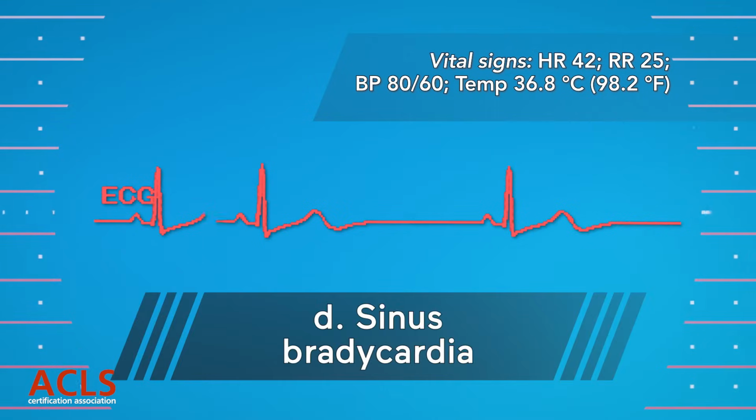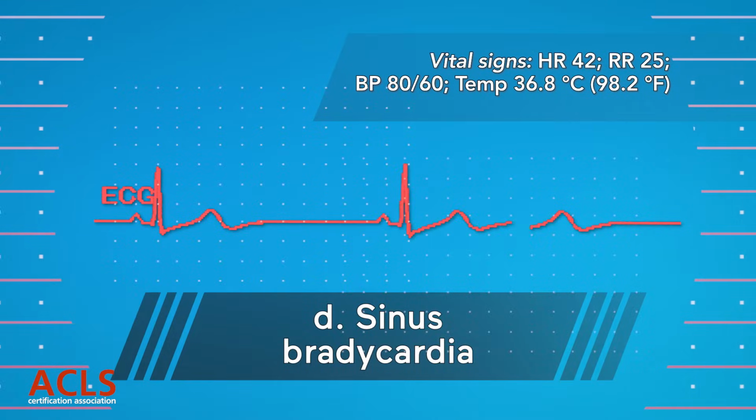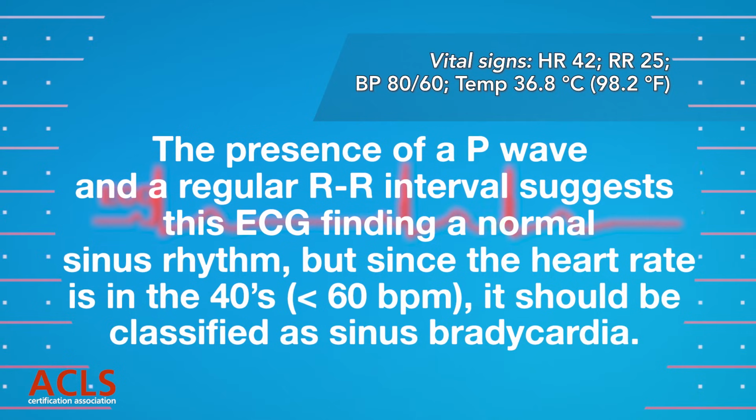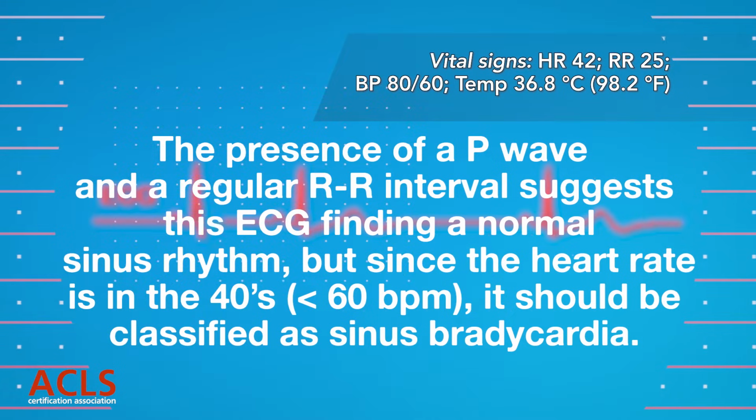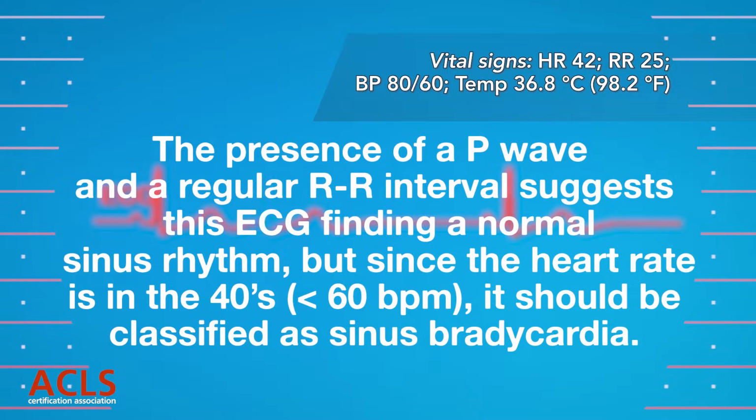Correct answer, D. Sinus bradycardia. The presence of a P wave and a regular RR interval makes this ECG finding a normal sinus rhythm, but since the heart rate is in the 40s, it is known as sinus bradycardia.